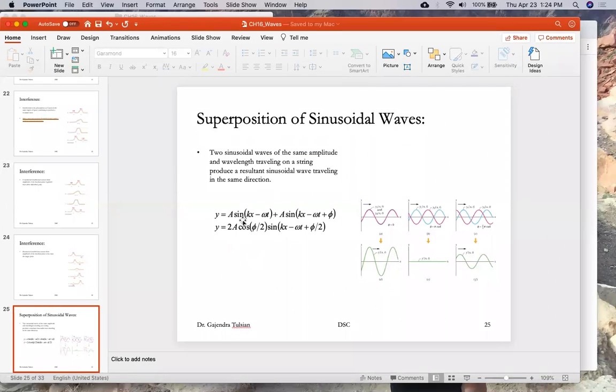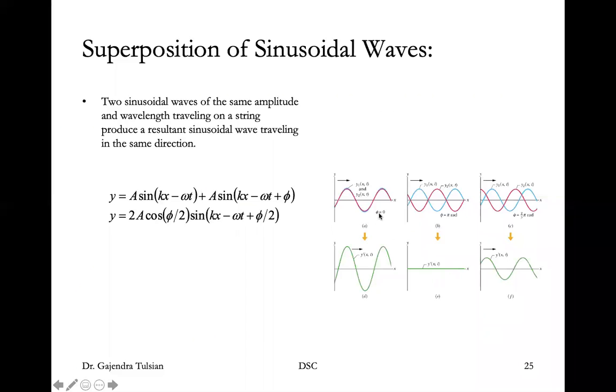So we have two sine waves of the same frequency and wavelength traveling to the right. From this diagram, you can see that when phi is 0, they're starting at the same point. So the phase difference is 0, and they will combine to give you a wave of twice the amplitude. When the phase difference is pi, so when this wave is there and that wave is over there, they will combine and give complete destructive interference.